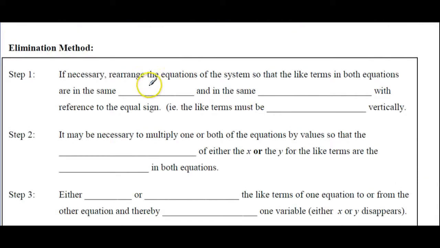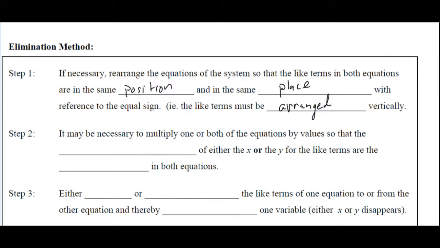Elimination method. Step 1. If necessary, rearrange the equations so that the like terms in both equations are in the same position with reference to the equal sign, i.e. the like terms must be arranged vertically. I don't think these are necessarily the best words here, but they'll have to fit.